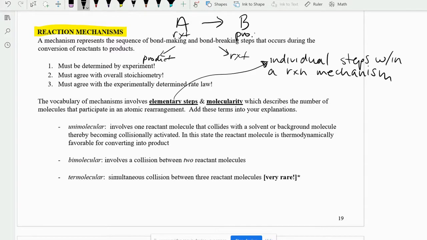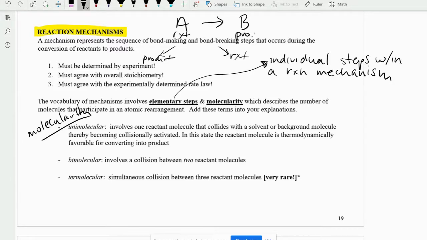So elementary steps are simply the individual steps within an entire reaction mechanism, whereas molecularity, I'm getting ready to talk about here below. And so molecularity, let me go ahead and title it here, and you should too in your notes. When we talk about molecularity, we're talking about the number of molecules that are actually participating in the chemical reaction. And for AP Chemistry, you need to know three of them: the unimolecular, bimolecular, and termolecular.